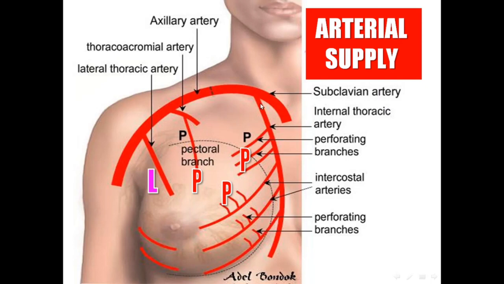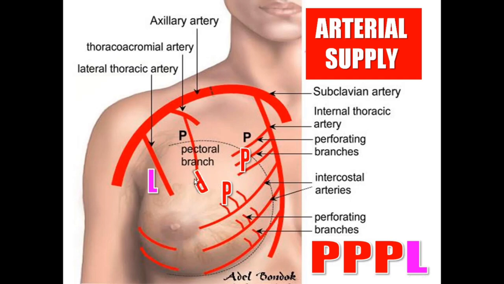Regarding the arterial supply of the breast, it is supplied by four arteries: P, P, P, L. The first P, the pectoral branch of the thoracoacromial artery. The second one, perforating branches of the internal thoracic artery. Third P, perforating branches of the intercostal arteries. And the lateral thoracic artery, which is a branch from the second part of the axillary artery.